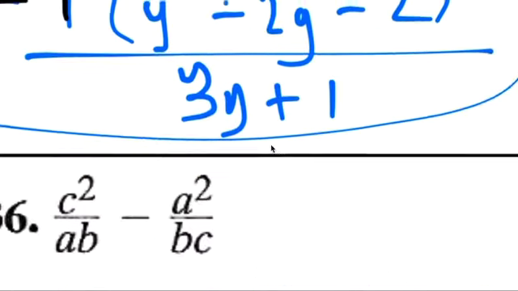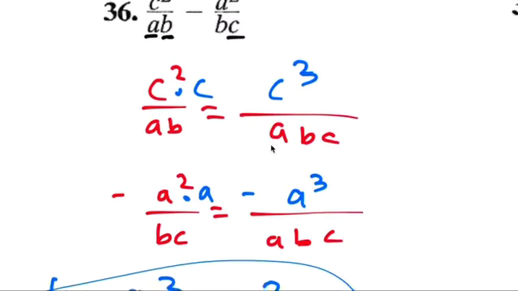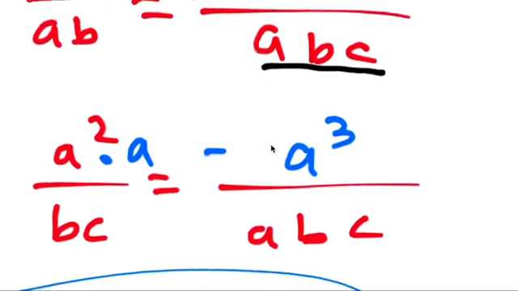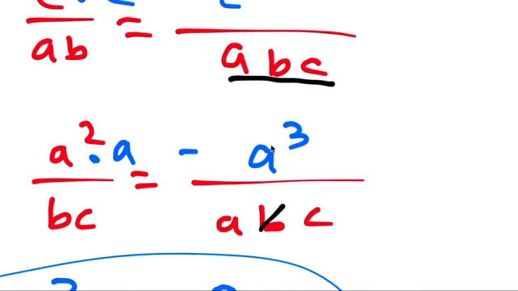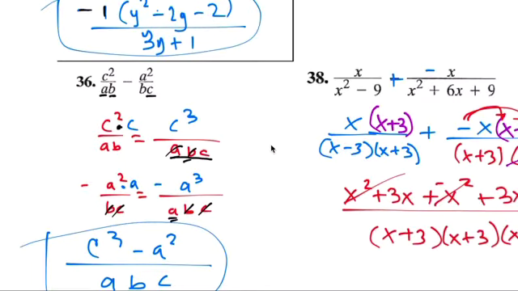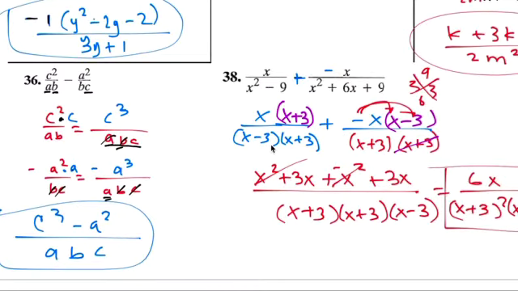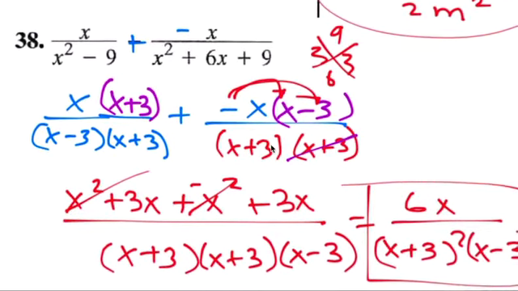So, number 36, it has a denominator a, b, and c. So your common denominator is a, b, and c. So this has b and c. Notice it's lacking a. That's why we times it by a to get a cubed. This here has a and b. It's lacking c, so we times c to get c cubed. You cannot combine those. So you get c cubed minus a squared all over a, b, and c. Okay, well, this is pretty much the same thing, okay.